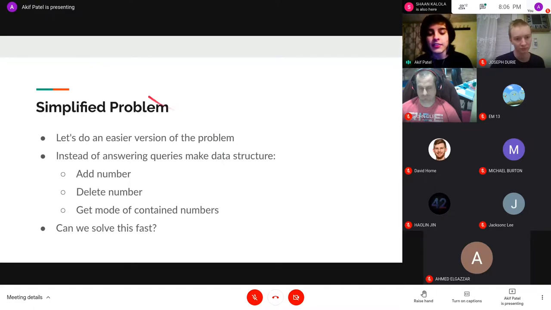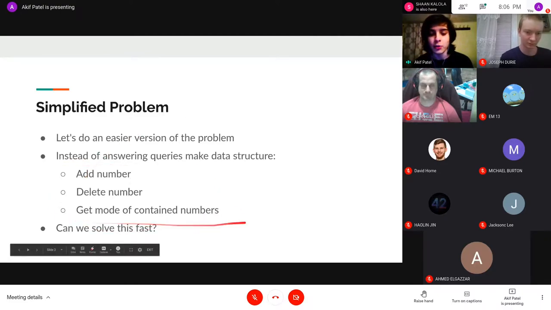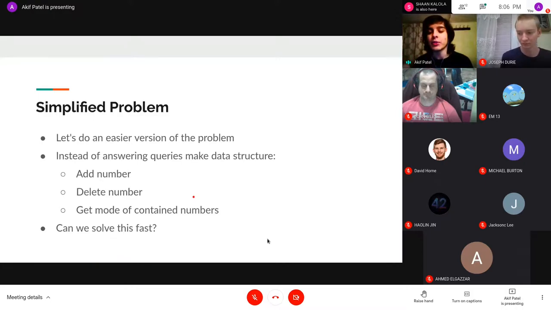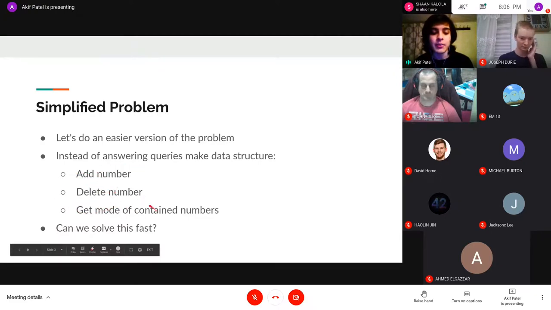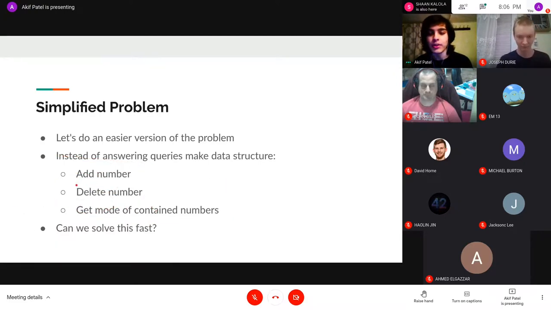Okay, so instead of tackling this seemingly very difficult problem, we're going to attack a simplified version of the problem, an easier version. So instead of answering range queries, we're going to answer a much simpler type of query. These queries have 3 different types in this new problem. You're given an add query, so you're given a number and told to add it to your container. You're given a delete number query, okay? And then you're given an actual query, so get the mode, like we were doing before, right?